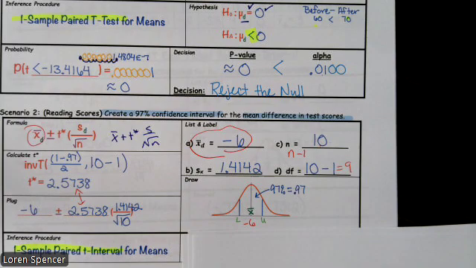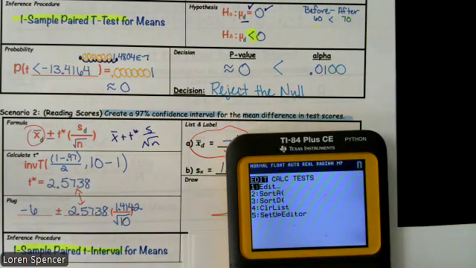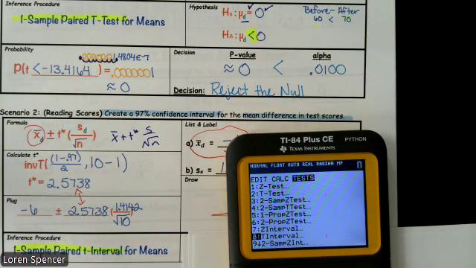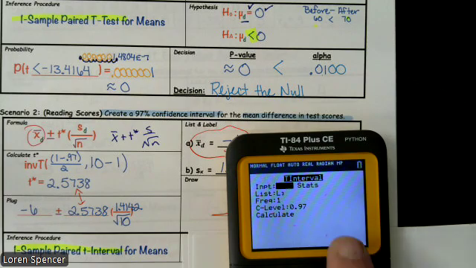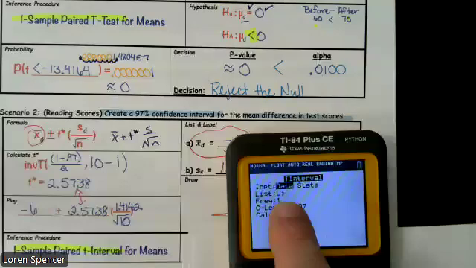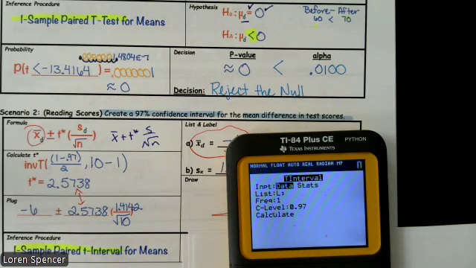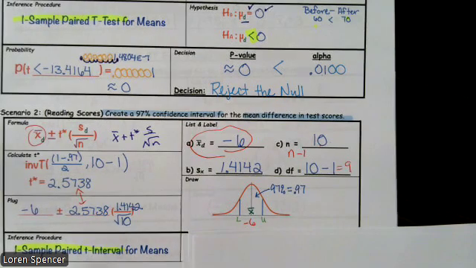So when I go to run this thing, I'm going to run this just like a regular t interval. Stat, test, drop down to number 8, which is T interval. Data is highlighted. List is L3. My confidence level is 0.97. And I get a lower bound of -7.15 and an upper bound of -4.84.